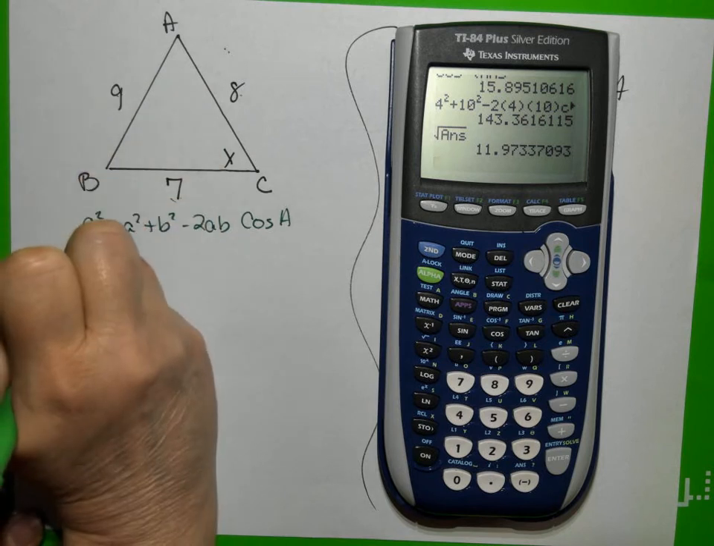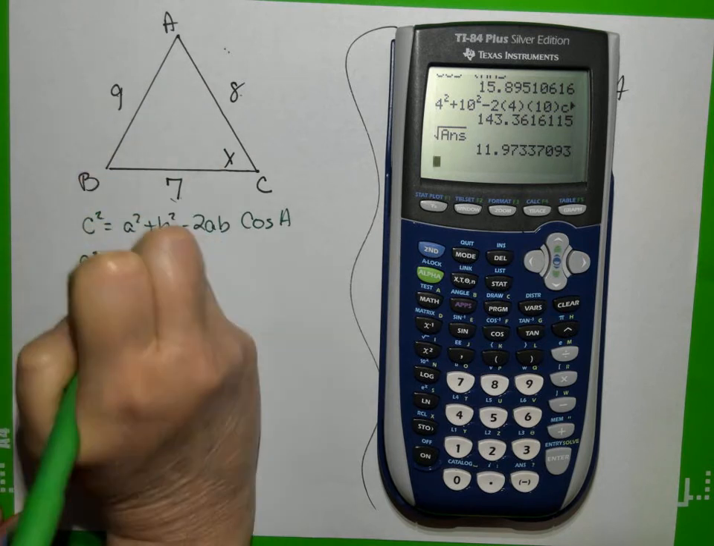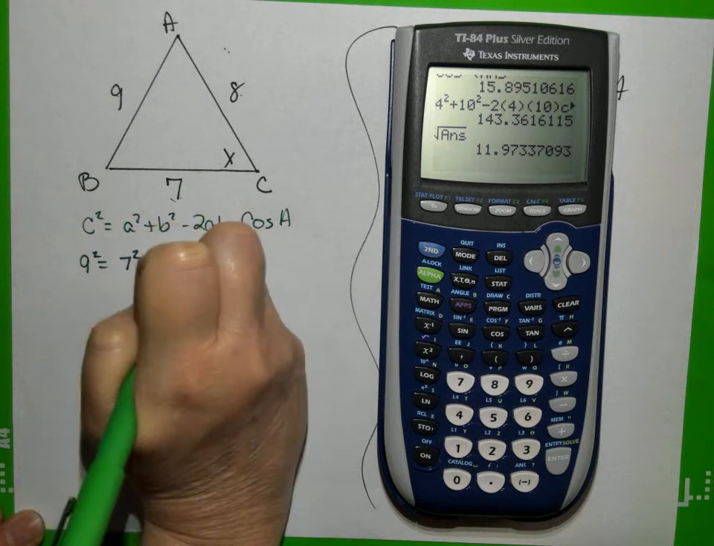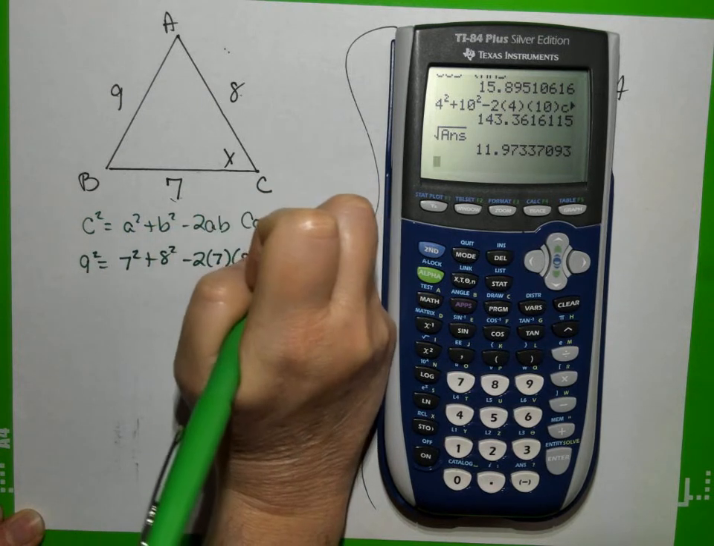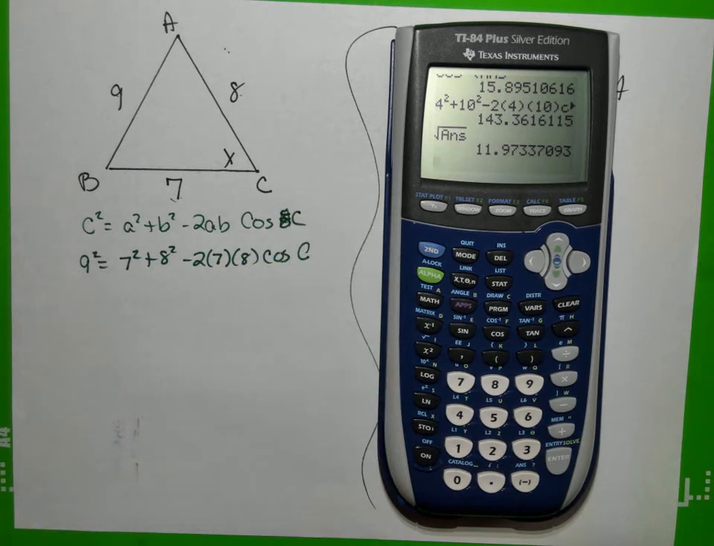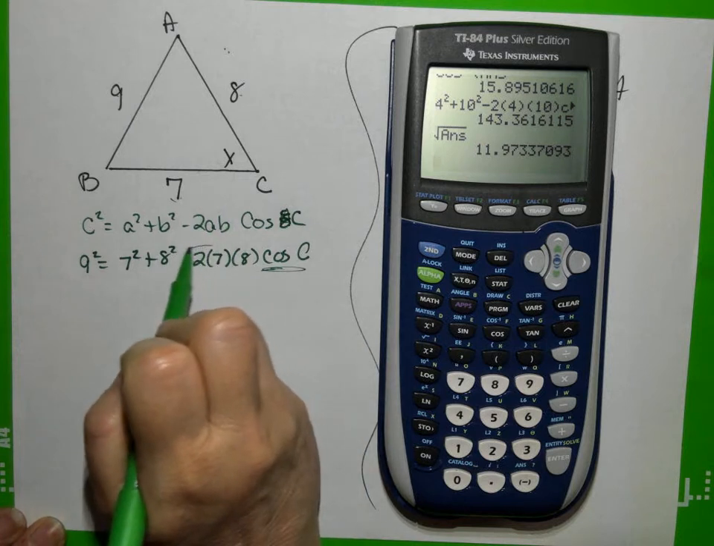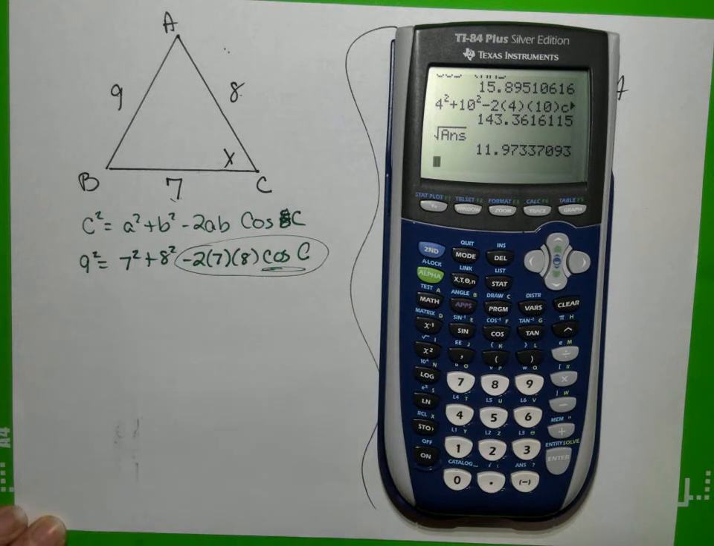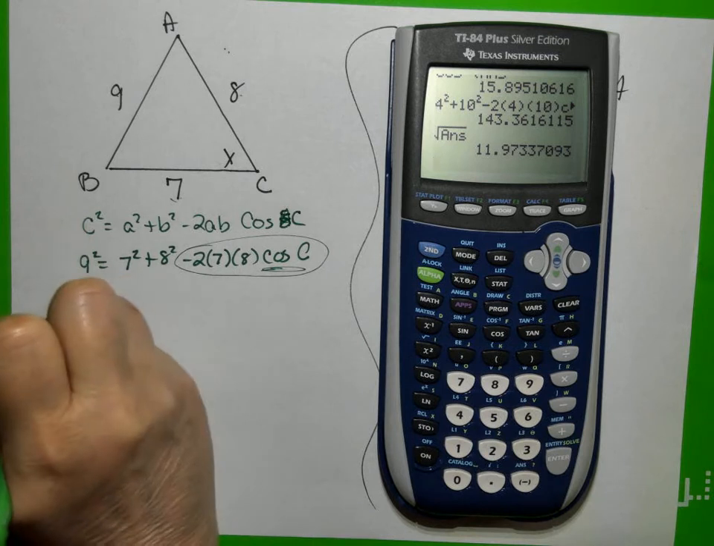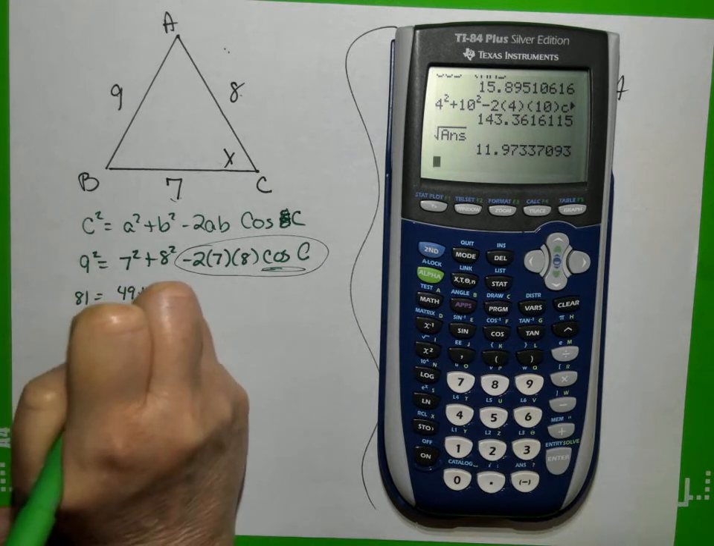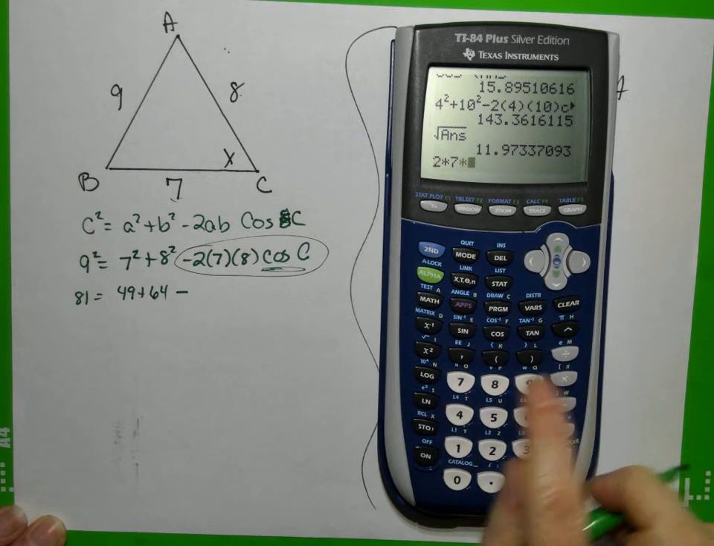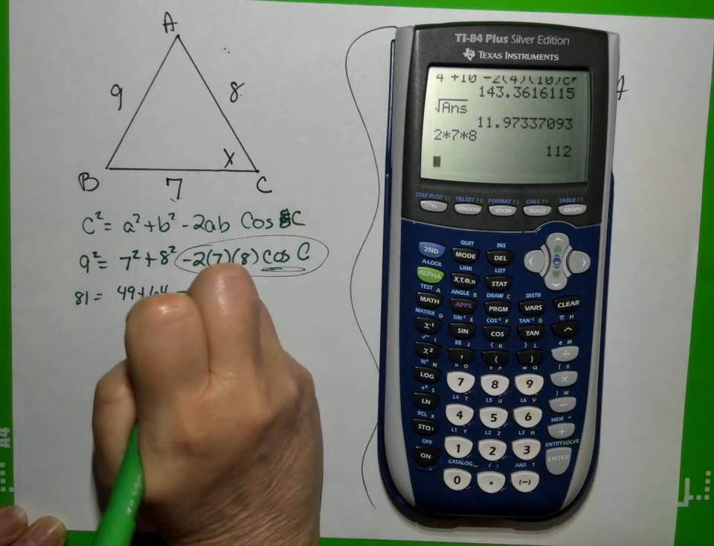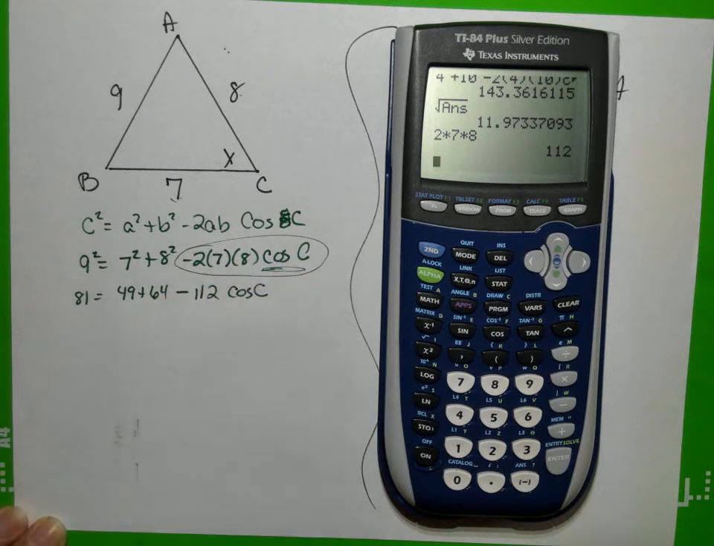I know that c is 9, so 9 squared is 7 squared plus 8 squared minus 2 times 7 times 8 times the cosine of C. That's what I'm looking for. I'm looking for C. Again, remember, this is all one thing and has to be kept together. So I do my math. 81 is 49 plus 64 minus 2 times 7 times 8 is 112 cosine of C.